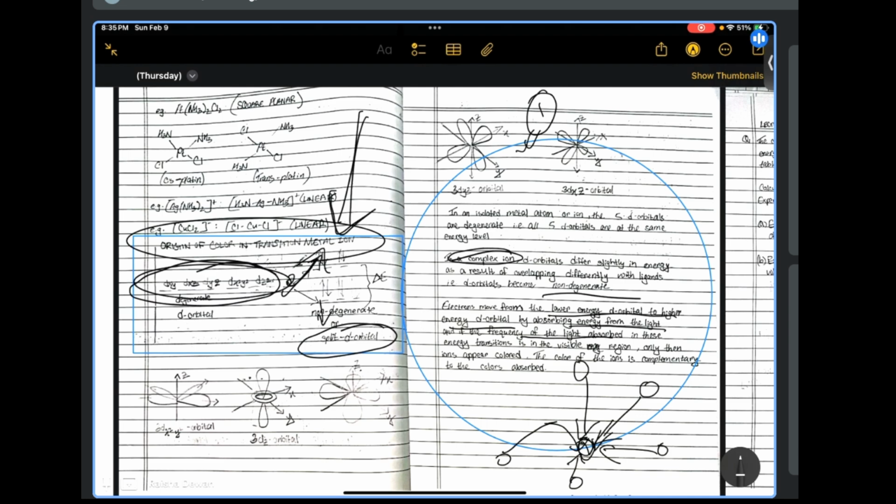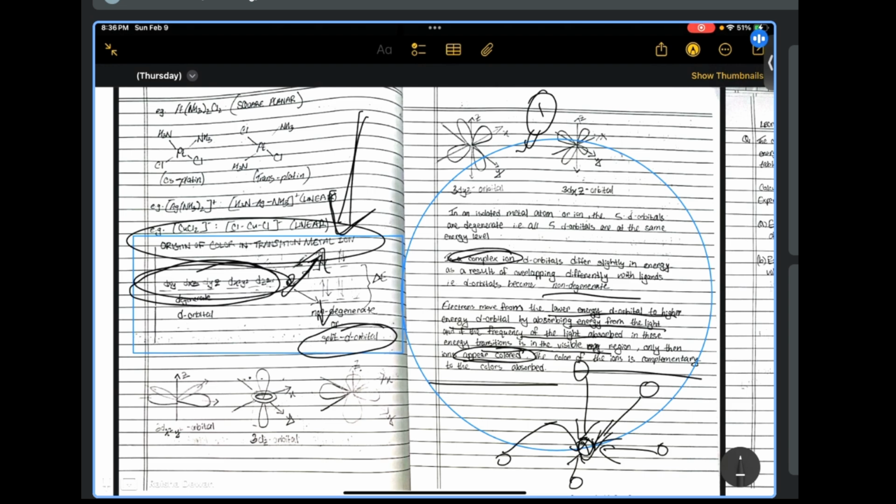And if the frequency of the light absorbed in those energy transitions is in the visible region, only then do ions appear colored. We have seen the transition metal ion to be colored, right? I think the water was orange colored, right? So it was colored because the frequency of light which it absorbed was in the visible region. That's why that transition metal appeared as a colored transition metal. The color of the ion is complementary to the colors absorbed. We have understood complementary, right? The color that you absorb is the opposite color that you will see in that circle.